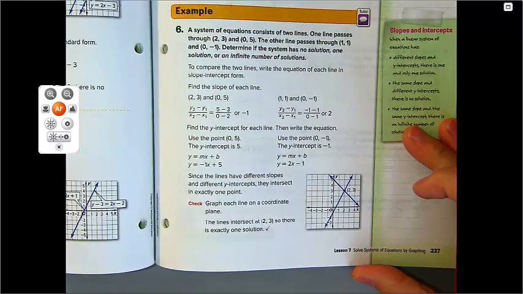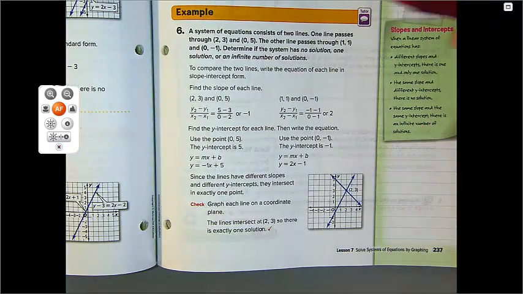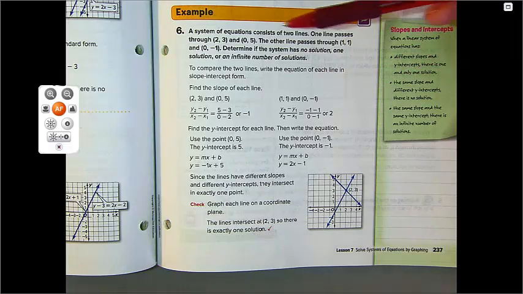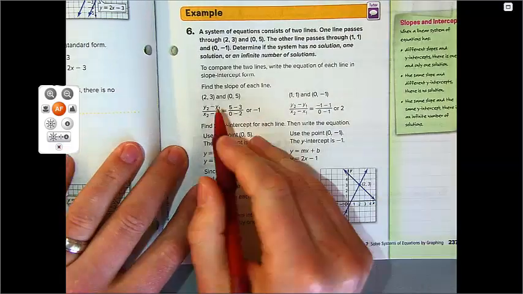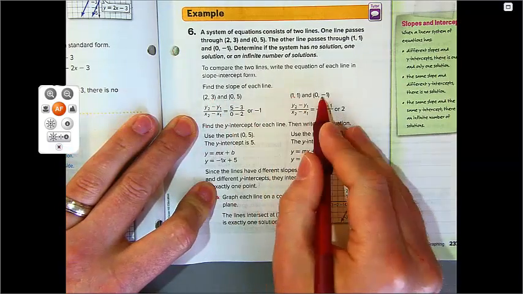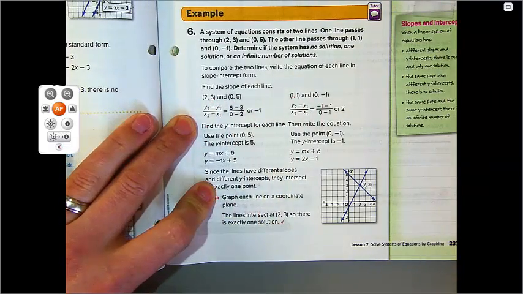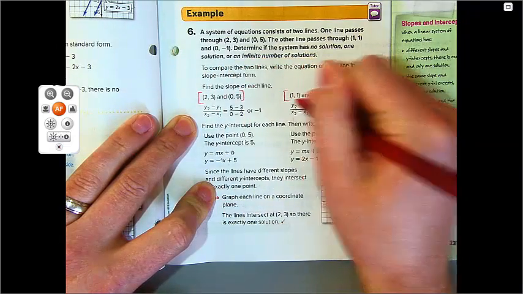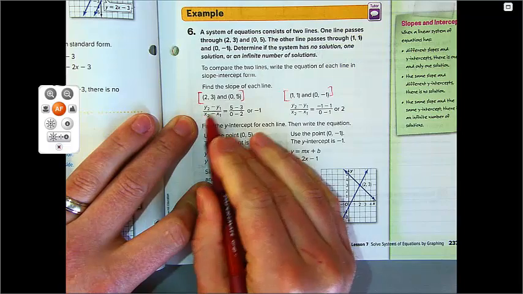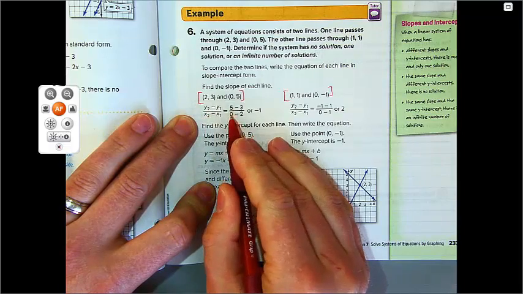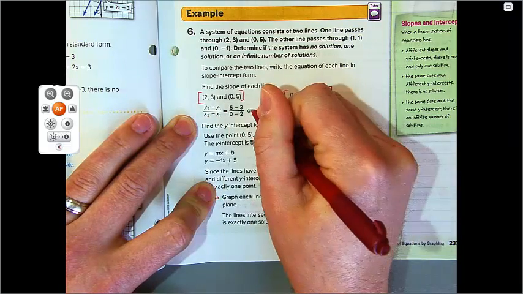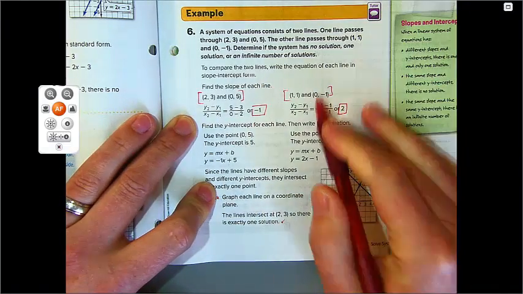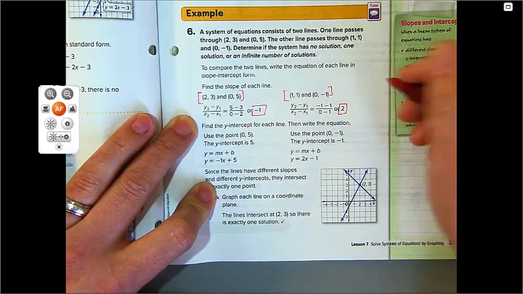Finally, example 6. Once again, I'm going to do more talking here than actual work with this one. All this is saying is basically using 2 points, you need to find their slope. So here we have a set, here we have a set. Use your y2 minus y1 over x2 minus x1, find your slope. So this point has a slope of negative 1. This point has a slope of 2 if you plug those in. Okay, so you know your m's.